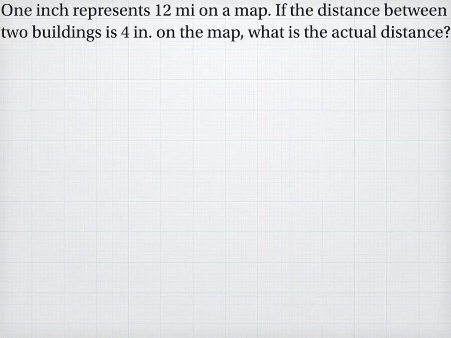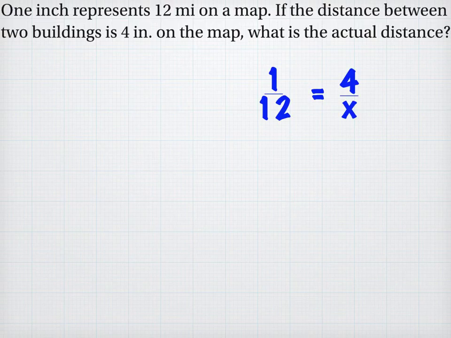So I'm going to use the ratio from the first sentence in this problem. It says 1 inch, so I have 1 over 12 miles. And it tells us that two buildings are 4 inches apart. That would correspond with the 1, so I have 1 over 12 equals 4 over x. So I have inches over miles equals 4 inches over x, and my variable x is going to be measured in miles because it's asking me what is the actual distance.